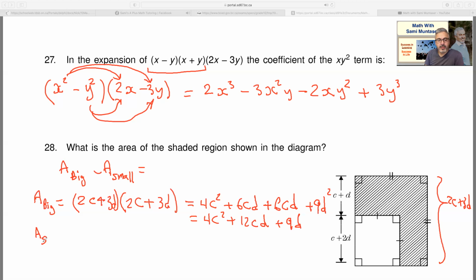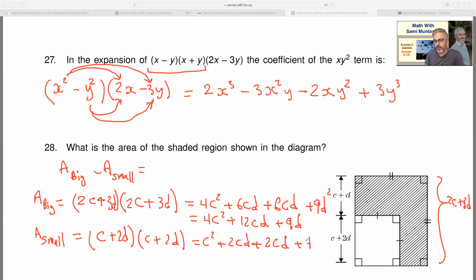square? Equals just c plus 2d, because that's the length here. So you multiply it by itself since it's a square, so times c plus 2d. And here we'll get c squared plus 2cd plus 2cd plus 4d squared.